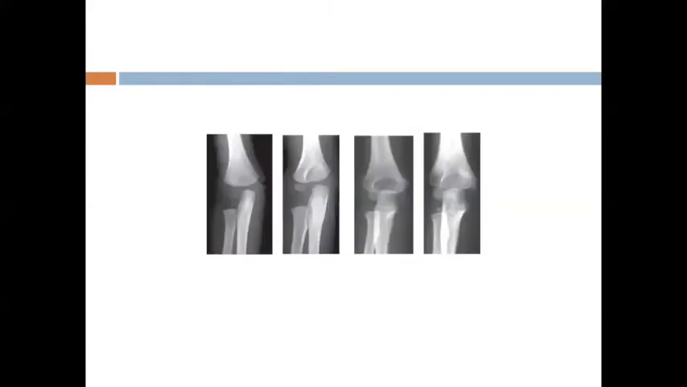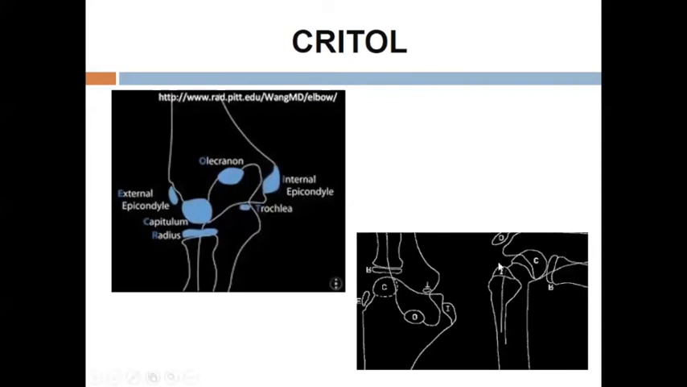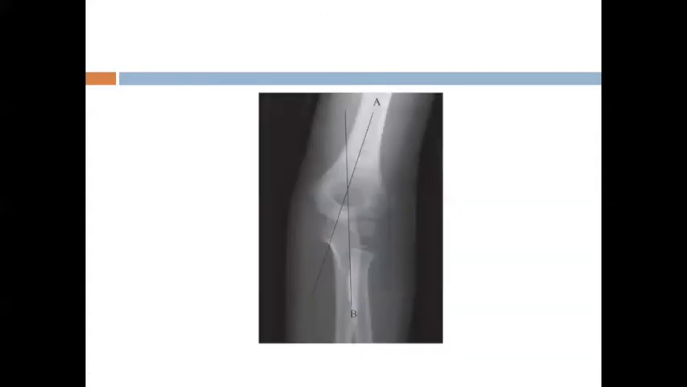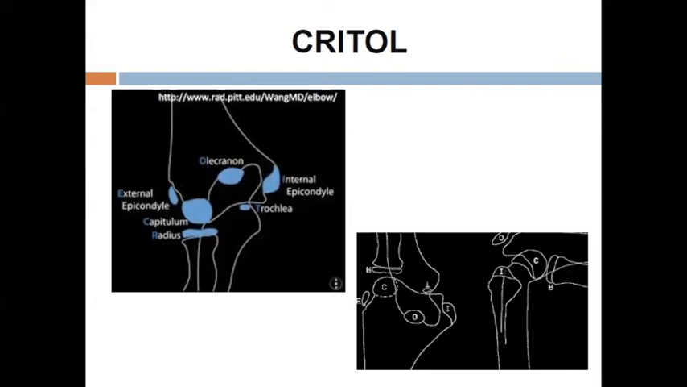And this ossification should also be kept in mind while we are viewing the radiology of the elbow joint. This is CRITOE. By learning these 4 things: fat pad, anterior humeral line, radiocapitellar line, and the ossification centers, we can learn elbow radiology. We can identify the fracture very easily.